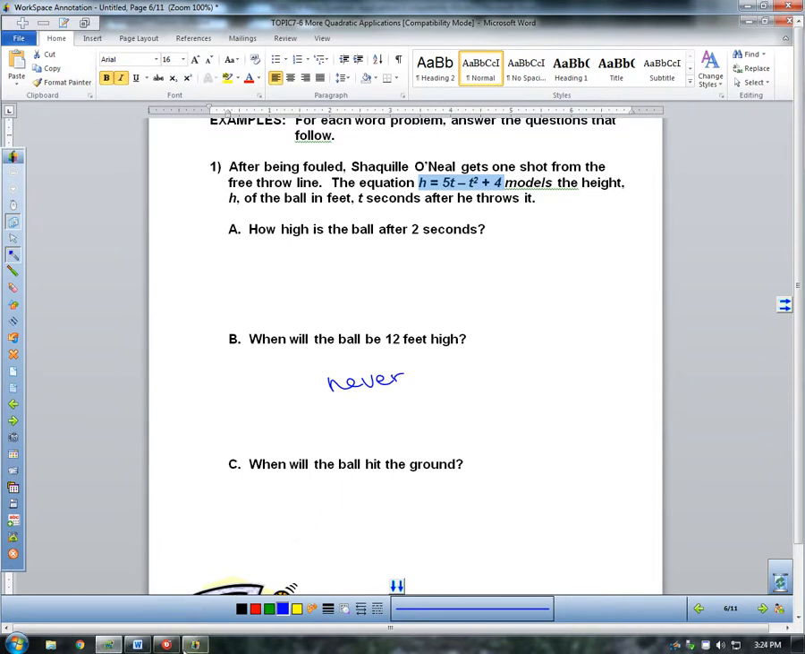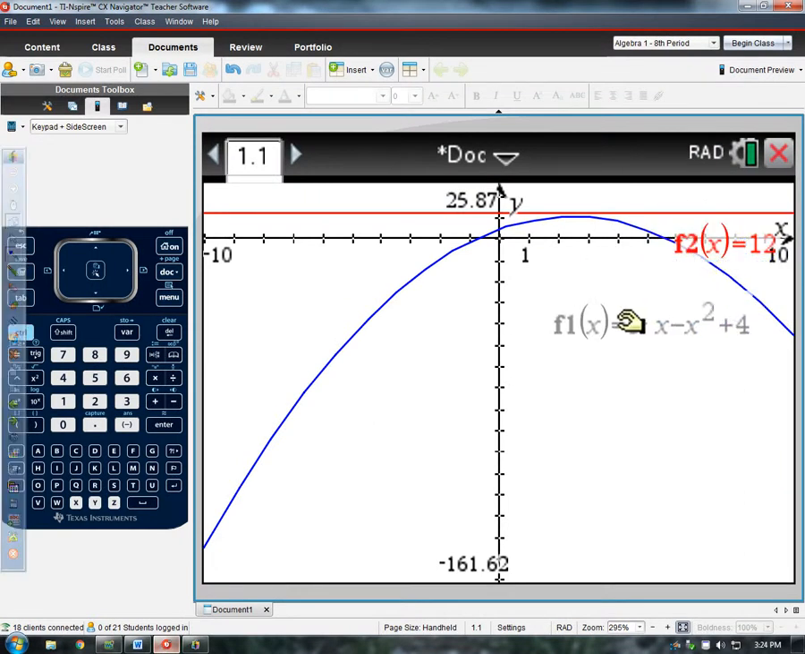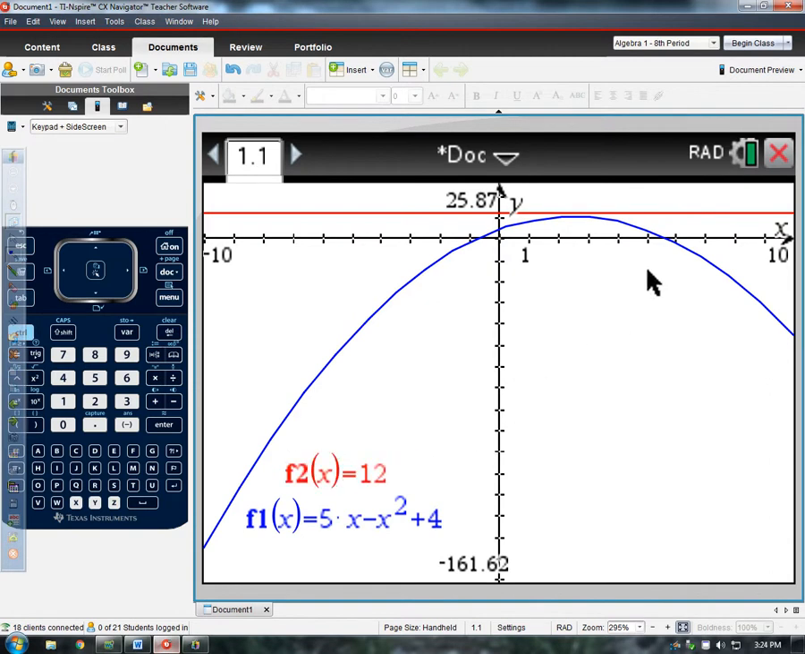When will the ball hit the ground? So I'm going to move this out of the way so we can see what we're doing here. I know it hits the ground right here, but guess what? That's not a clean break. It's not on a point, so I can't just look at it and know.